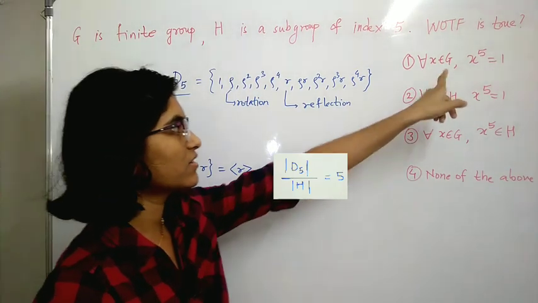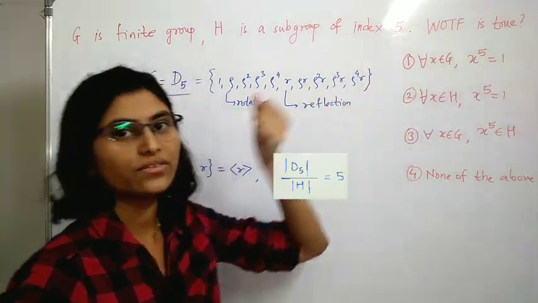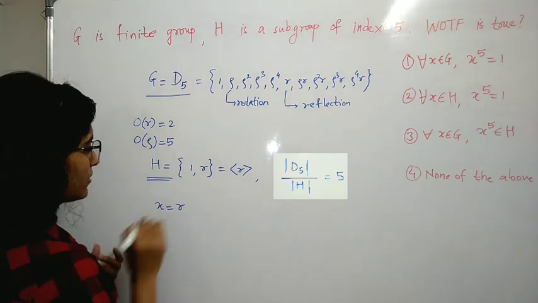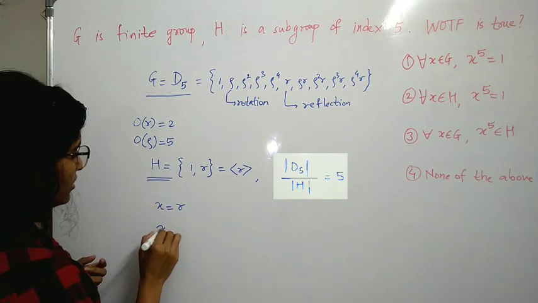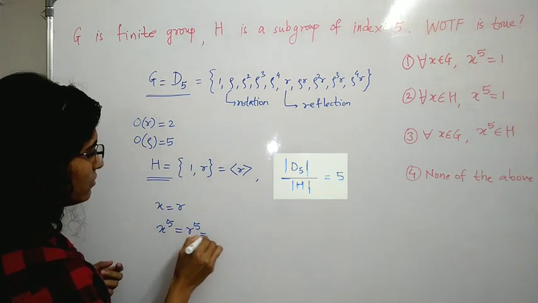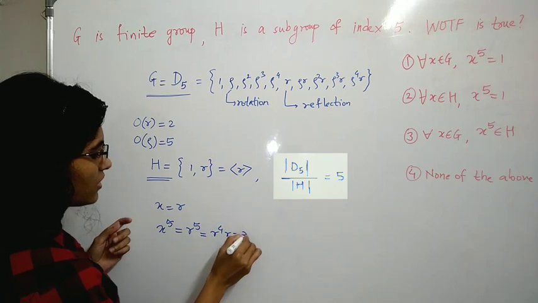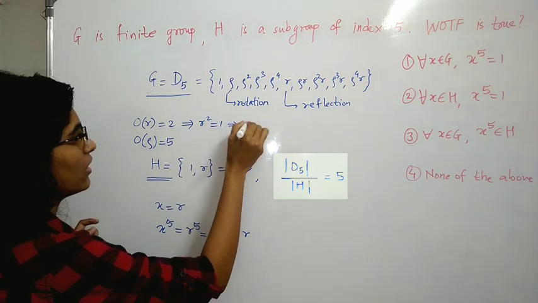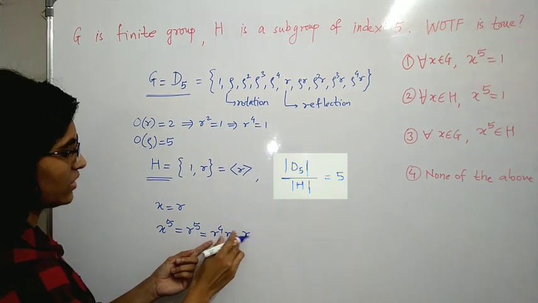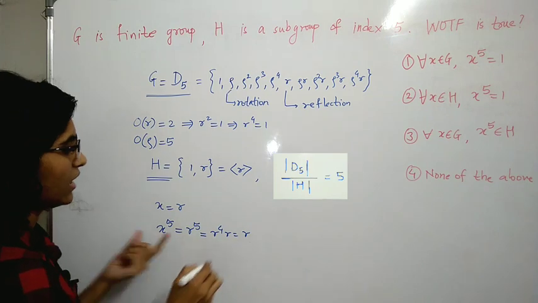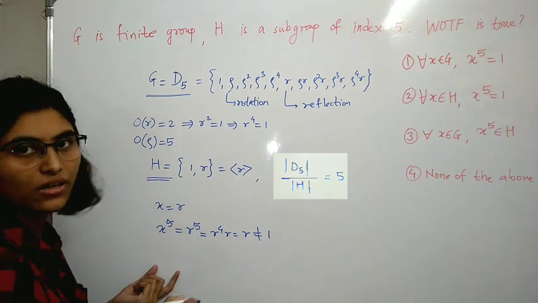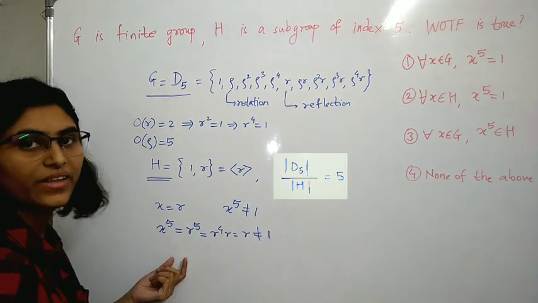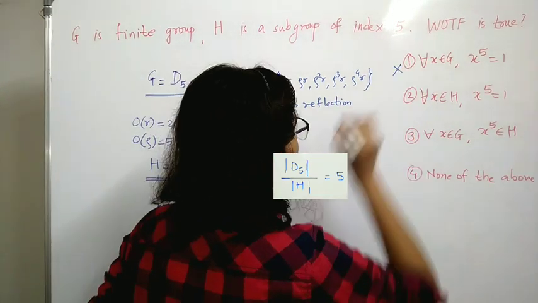Now for all x in G, we have x raised to 5 is identity. This is clearly not true, because if we take x equal to R, where R is a reflection, then x raised to 5 is just R raised to 5, which is R raised to 4 times R. Because R square is 1, R raised to 4 is 1. So this is 1 into R, which is R. And clearly this R is not equal to 1. So x raised to 5 is not equal to 1, so this is not true.